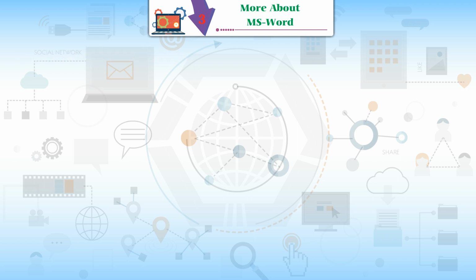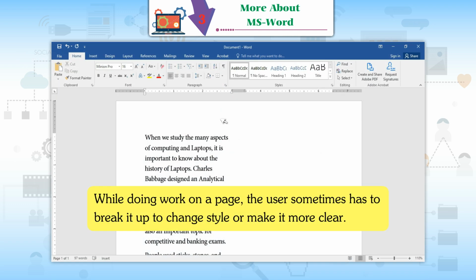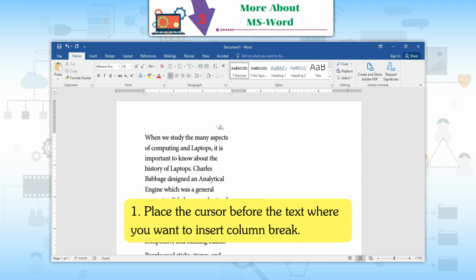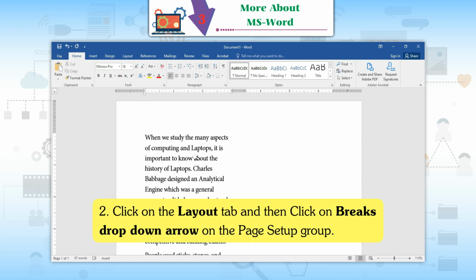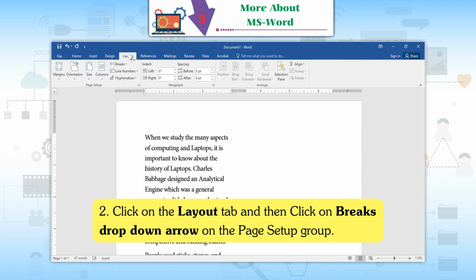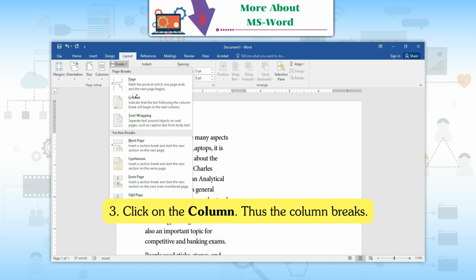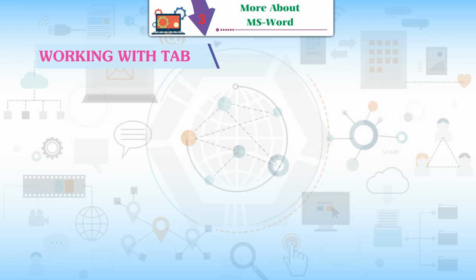Inserting a column break. While working on a page, the user sometimes has to break it up to change style or make it more clear. Let us know how to insert it one by one. Place the cursor before the text where you want to insert the column break. Click on the Layout tab and then click on the Breaks drop-down arrow in the Page Setup group. Click on Column, and thus the column breaks.